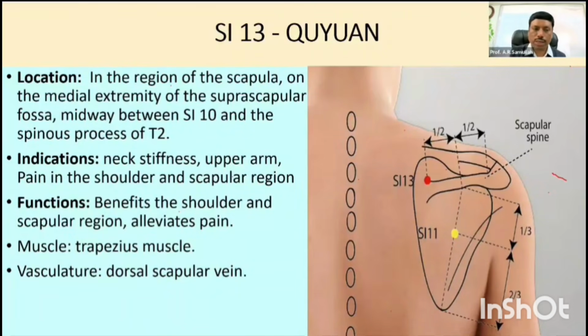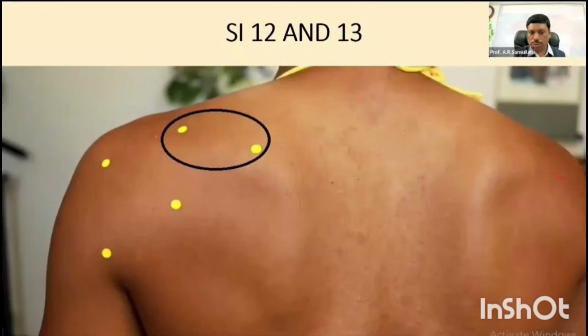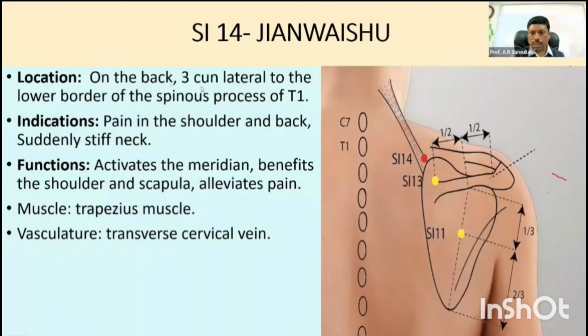Then Chu Yuan, where is the point located? This point is located on the medial end of the spine of the scapula. Now you can have a look here: this is the spine of the scapula, and this is the medial. Medial means towards the spine. Medial side means towards the spine. The point is located here. That's called SI13, Chu Yuan.